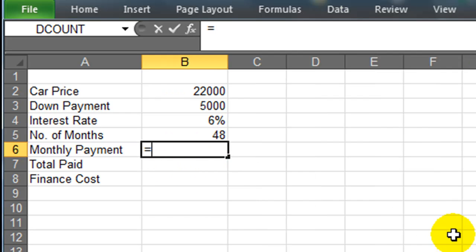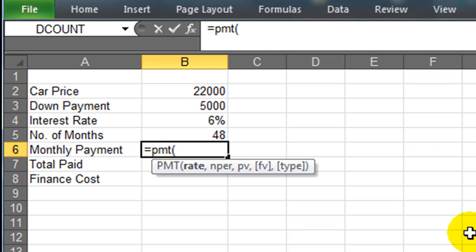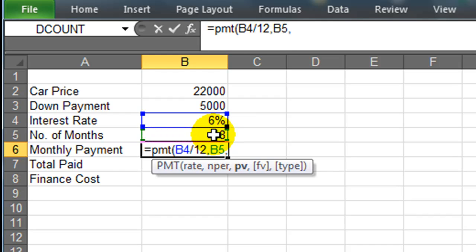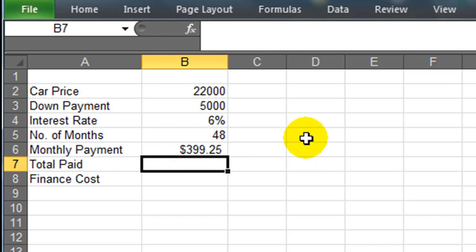Okay, and our monthly payment equals the PMT function. The interest rate is simply going to be the cell that contains our annual interest rate divided by 12 to get a monthly rate, comma. The number of periods is the cell that contains the number of months of our car loan, comma. The present value is going to be a negative version of the car price minus the down payment. Keep in mind, car price minus down payment is the amount we're going to have to borrow from the finance company or dealership or bank. Close that off, and there we go.